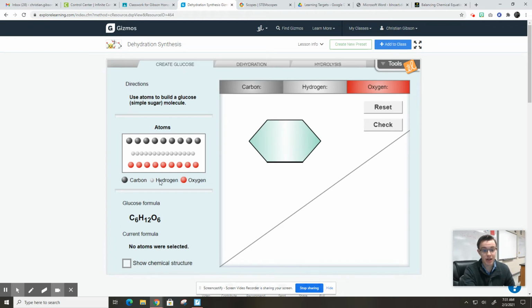The first part is going to have you create glucose. And so here you have carbon atoms, hydrogen atoms, and oxygen atoms. Okay. And you've got the formula for glucose, and you'll use the instructions in the Google Doc here, and it will walk you through how to build a molecule of glucose and to match its formula where you have 6 carbons, 12 hydrogens, and 6 oxygens. And that's going to be really useful because the formula for glucose and the structure of glucose is really important, not only in this unit, but in the next unit.